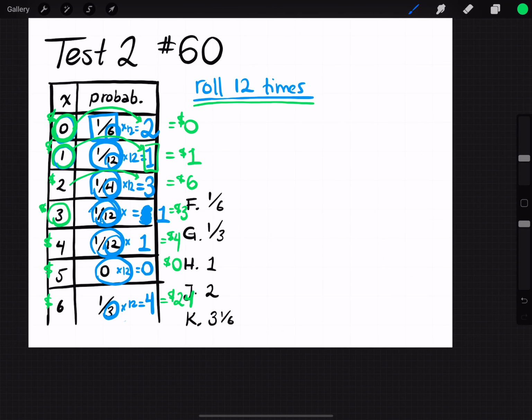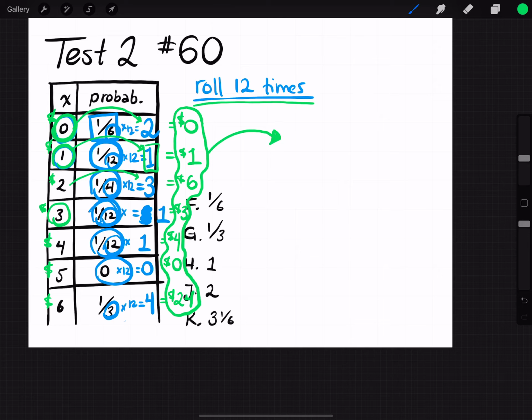Okay, so now they want to know what the expected value of x is. What you do for that is you add all of these things together. And then, well, we corrected to make this easier to think about by rolling 12 times, so then we'll need to divide by 12. Again, this is the hard way. An easier way will be coming for this.